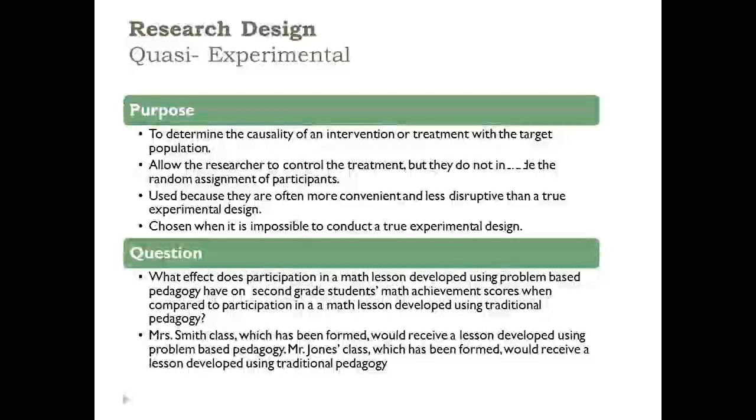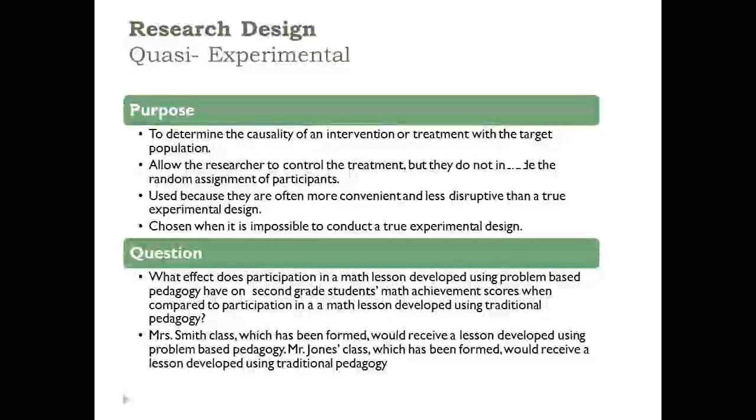However, that's probably not possible in an educational situation. You can't just go randomly assigning students to classes. Therefore, you use Mrs. Smith's class that's already been put together and Mrs. Jones's class. One gets the treatment, one doesn't, and you compare their math achievement scores at the end. You used already composed classes, and so that's a quasi-experimental design.